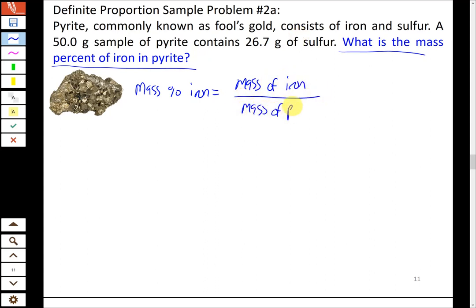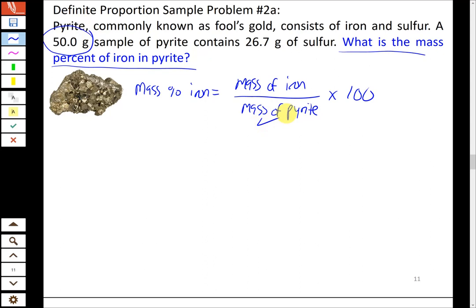And then we have to multiply that by 100 to make it into a percent. So we know right at the beginning that these are the 2 numbers we need. We're looking for this, mass percent of iron. We need mass of iron and mass of pyrite. In many cases, one, or if you're lucky, both of those numbers are given directly to you in the problem. So mass of pyrite, we said we had 50 grams. So that number we already have.